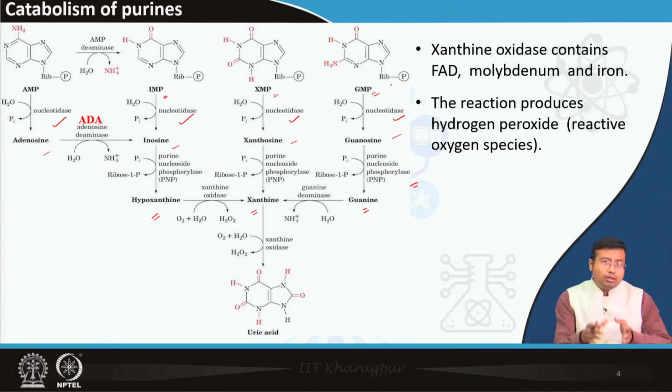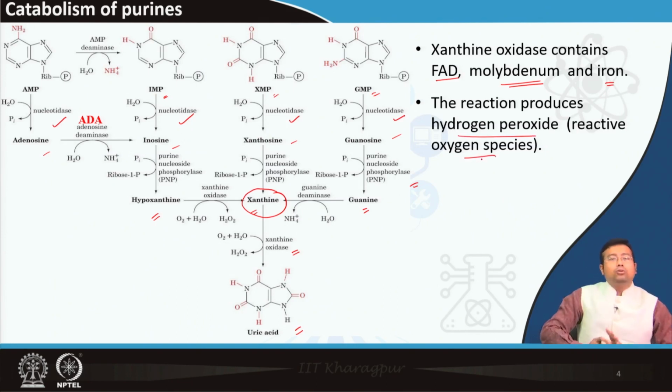One very important thing here: you can see all of this pathway converging to this molecule, xanthine, which is acted upon by the enzyme xanthine oxidase to produce uric acid. The xanthine oxidase enzyme has some speciality. You need to remember it contains FAD, molybdenum and iron, so it is a metalloenzyme that also requires iron as a cofactor. This reaction is one of the rare reactions that produce reactive oxygen species: H2O2 is produced in this reaction.